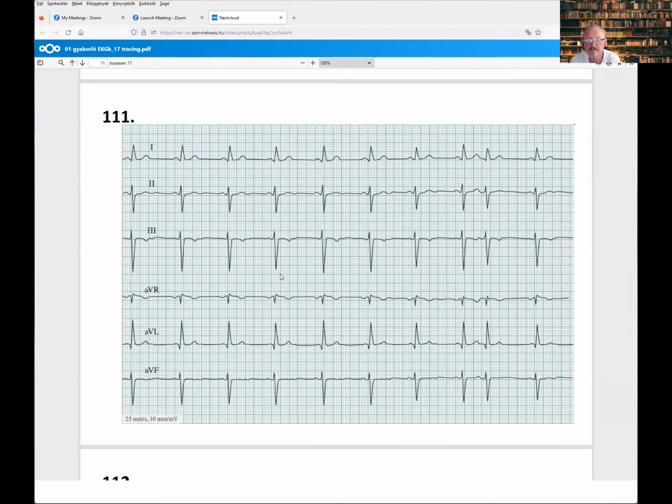And for the deviation, I used the quadrant approach. So looking at lead I, it's positive and aVF is negative. So it's the left deviation. And to check whether it's extreme, I looked at lead II, which was negative. So it makes it an extreme left deviation. Very good. Negative 30 to negative 90. Yes, very good. Okay. Let's move to the next one.